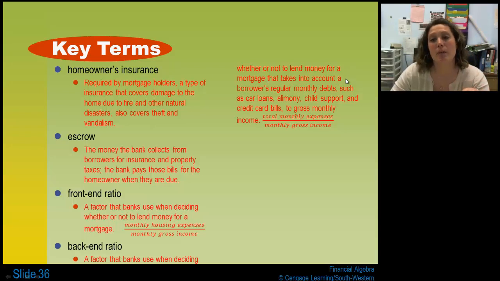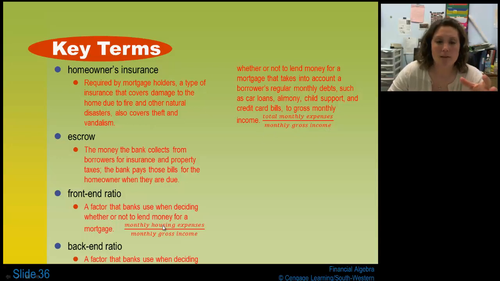This takes into account, though, a borrower's regular monthly debts. So car loans, alimony, child support, credit card bills, and that compares it to your gross monthly income. So it's your total monthly expenses, so what you have to pay in your other bills, divided by your monthly gross income. This is probably the fairly regular one.